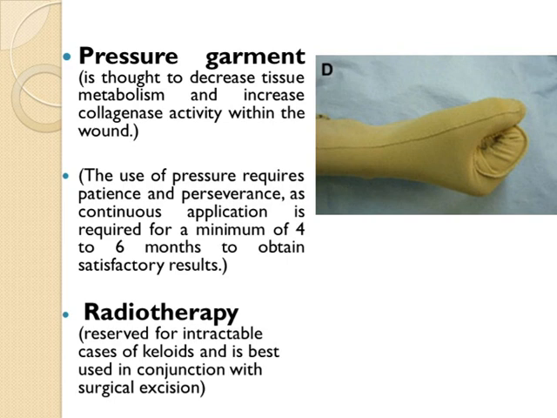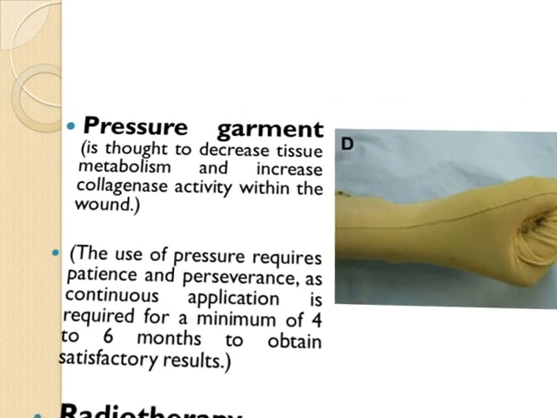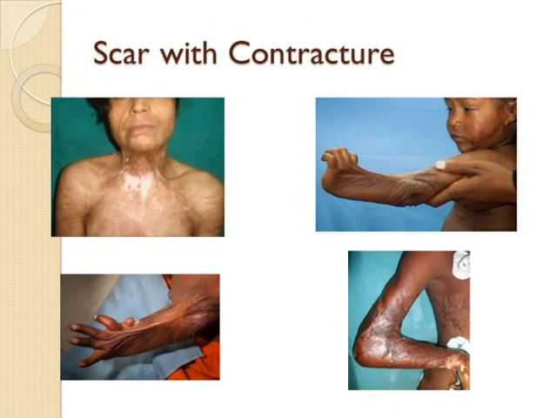Pressure garments as well are thought to decrease the tissue metabolism and increase the collagenase activity within the wound. The use of pressure requires patience and perseverance, as continuous application for at least 4 to 6 months is needed to reach a satisfactory result. Radiotherapy is another modality of treatment, and it's reserved for intractable cases of keloids and is best used in conjunction with surgical excision. That's to say, we should do surgical excision and then start the radiotherapy.